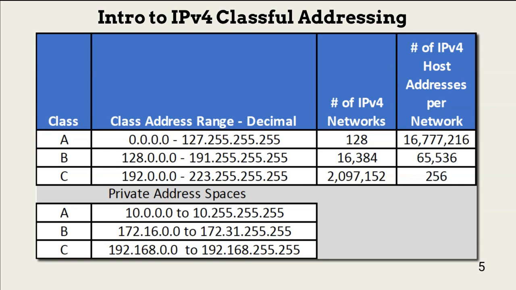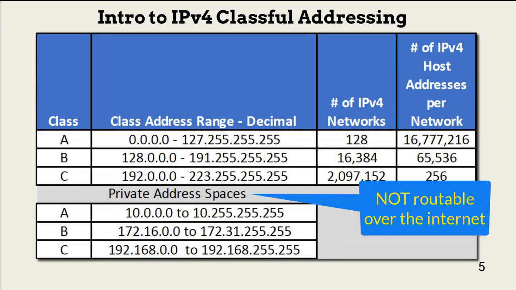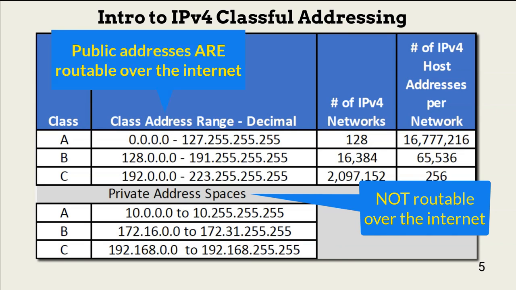Note that there are 3 address spaces that are private. Private addresses are not routed over the Internet. They can only be routed within the organization that assigns them. This contrasts with the remaining address spaces that are known as public addresses. Public addresses can be used internally and are routable. In other words, usable across the Internet.